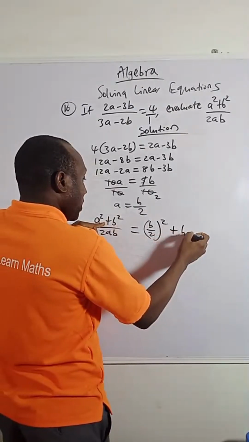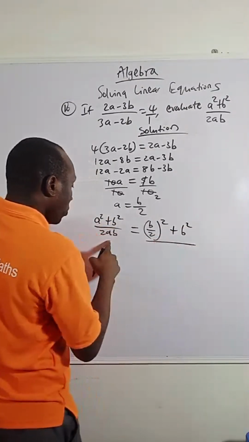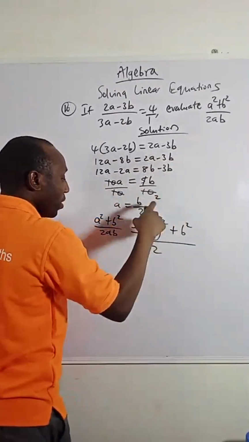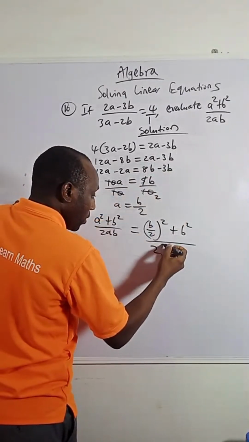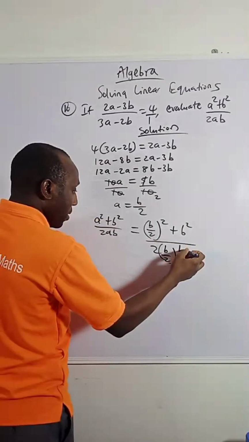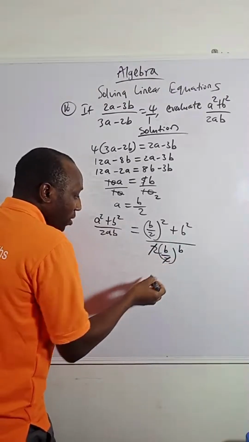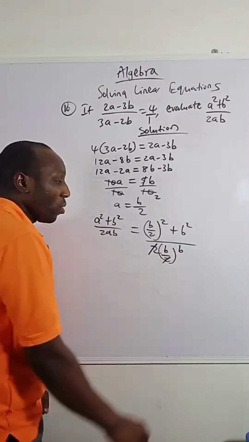Then plus what? b squared from here, all over what? 2a. Remember, a is what? b over 2. So b over 2, b here. You see how cool this is? So see, these two will cancel 2. And b times b is what? b squared.